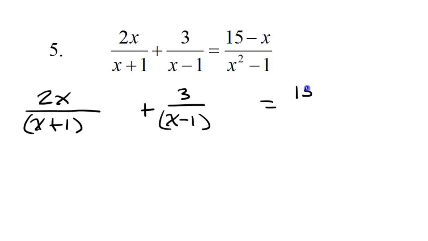So I have 15 minus x over. I am going to factor this. This is the difference of two squares, which is x plus 1 times x minus 1.